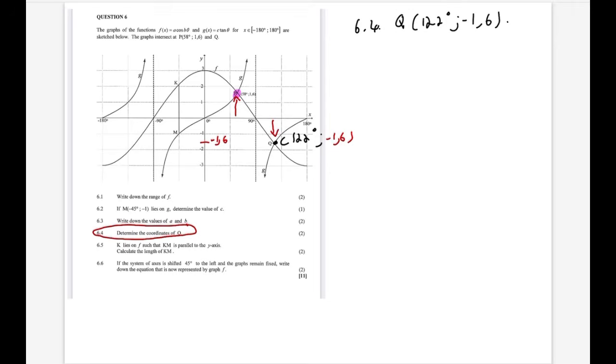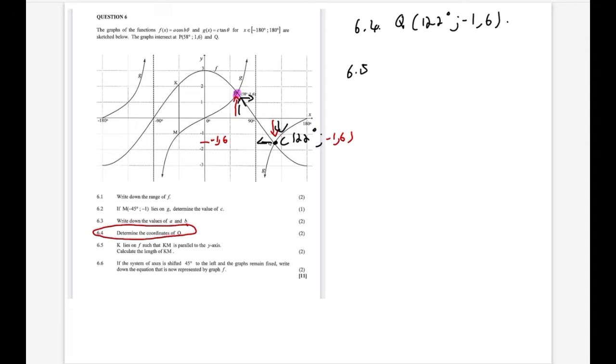They love asking a question like this regarding the points of intersection. Keep in mind that these are patterns that repeat themselves, so the distance between here and there should be the same as the distance between there and there.